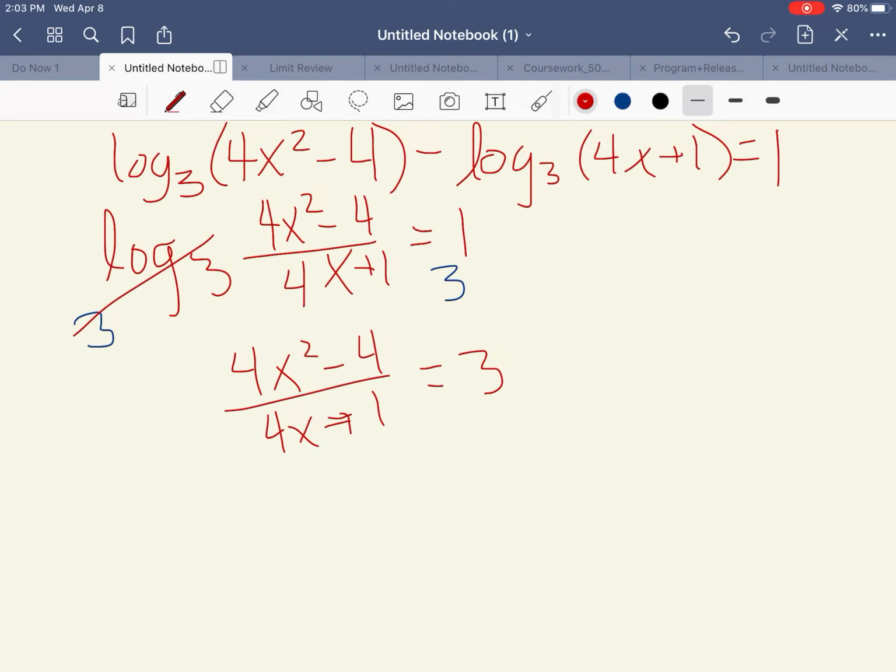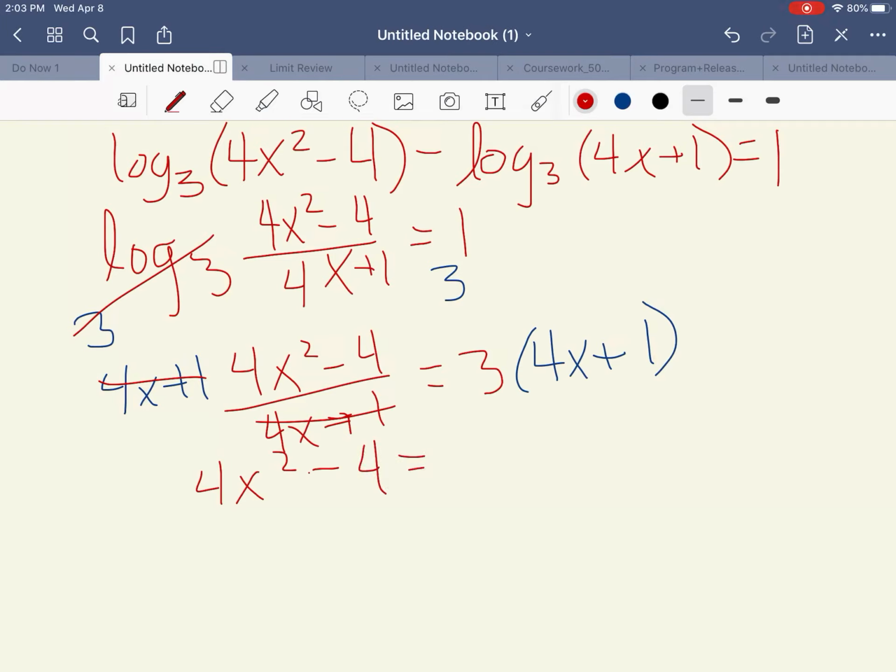Okay, so we have division. To get rid of division, we must do multiplication. So I'm going to multiply both sides by 4x plus 1. Make sure you put in parentheses over here. Alrighty. So this cancels out. You get 4x squared minus 4 equals 12x plus 3. It's quadratic.